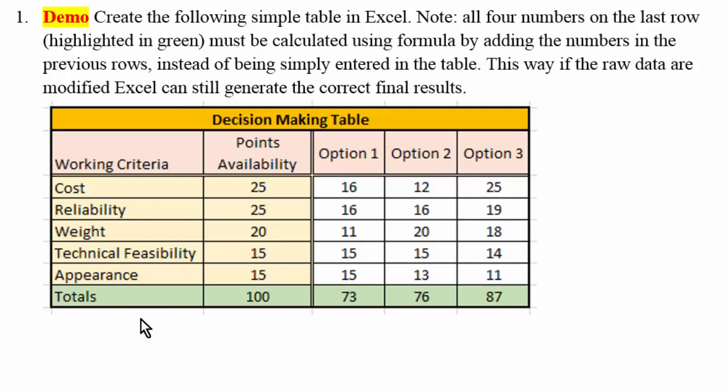So over here on the left column, you list all your working criteria, such as the cost, reliability, etc. And then in this column, you assign points to these criteria depending on how important they are. Ideally, the points should sum up to 100. And then you just score your options according to these different criteria, and then add up the total for each option. And then in this example, it looks like option 3 is the one to go.